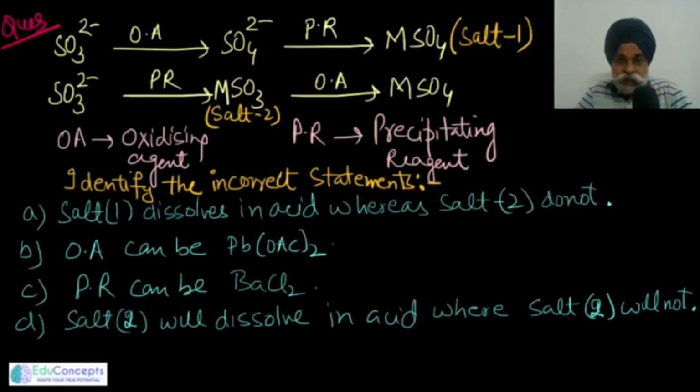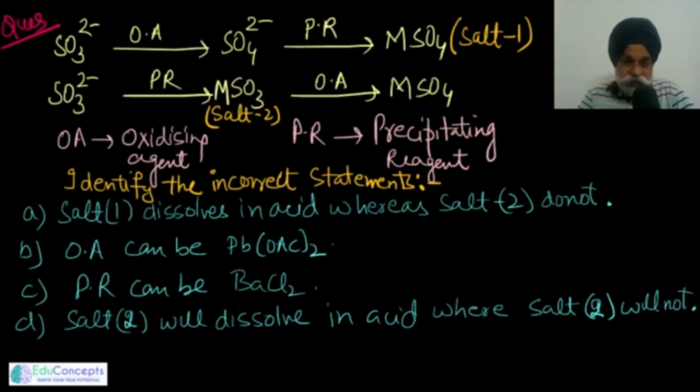So in the next question, what they have said, oh, beautiful question it is. Sulfite ion treated with oxidizing agent changes to sulfate, and then PR stands for precipitating reagent, where it gets precipitated with some barium salt or calcium salt as barium sulfate or calcium sulfate. Or first you add precipitating reagent and then add oxidizing agent. Now you have to identify the incorrect statement.